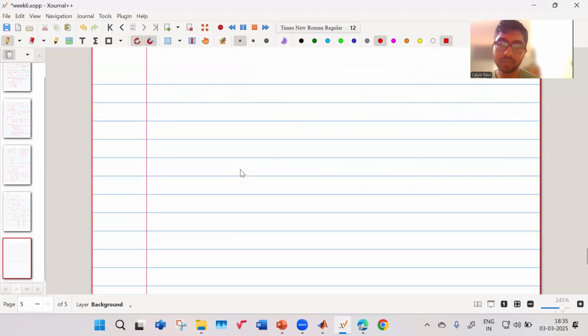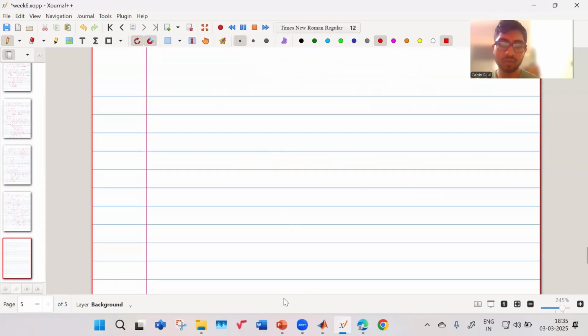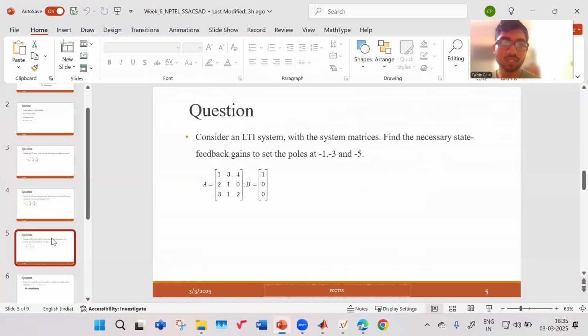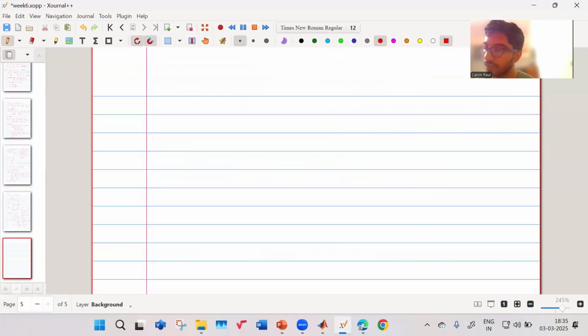So we'll start with the next question. This was the question. Here we are given an LTI system, with A and B matrices given. We have to find the necessary state feedback gains to set the poles at -1, -3, and -5. Okay, so let us start. This is question 3, related to pole placement.